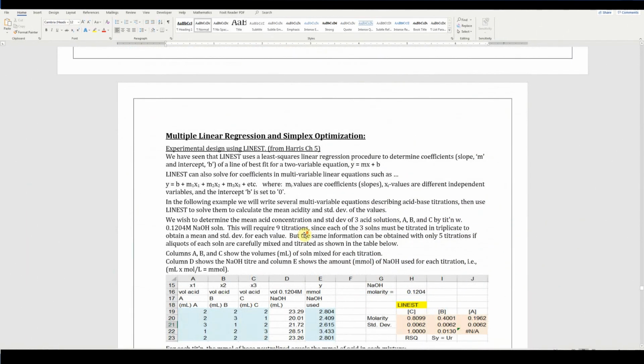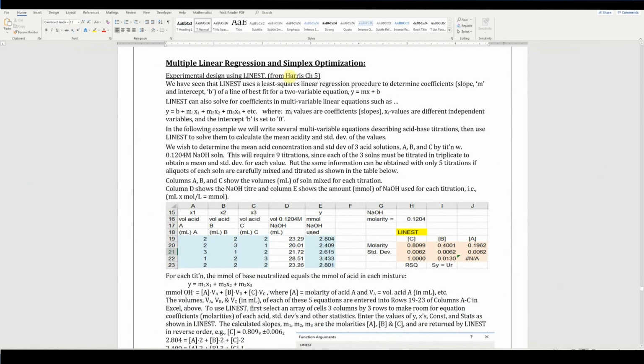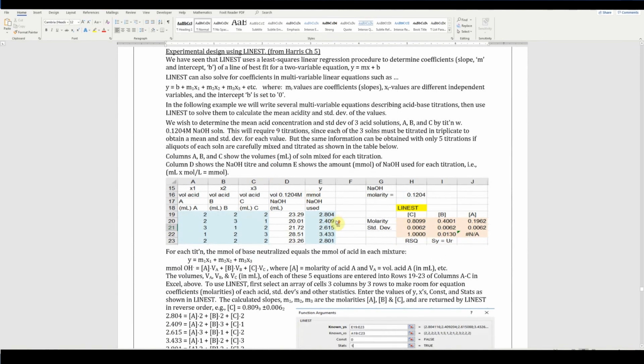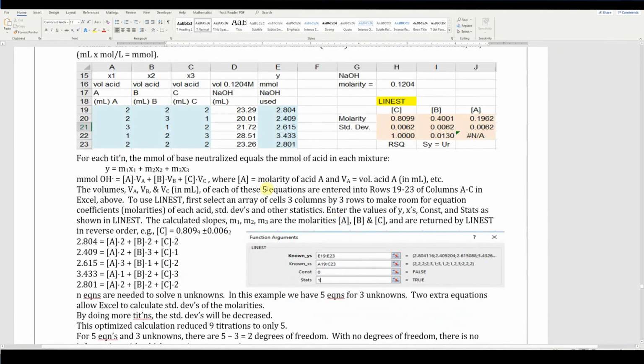On page 299, here's an example from Harris's book, Analytical Chemistry, Chapter 5, another application of multiple linear regression. It's really neat what he's done here. So there are 3 solutions of acid of unknown concentration, A, B, and C, and he's trying to determine the molarity in millimoles per liter of these solutions by titrating with a standard NaOH solution, and also determine a standard deviation for each of these molarities.